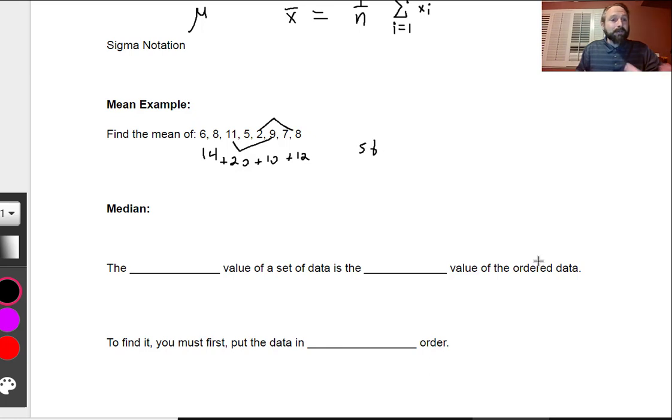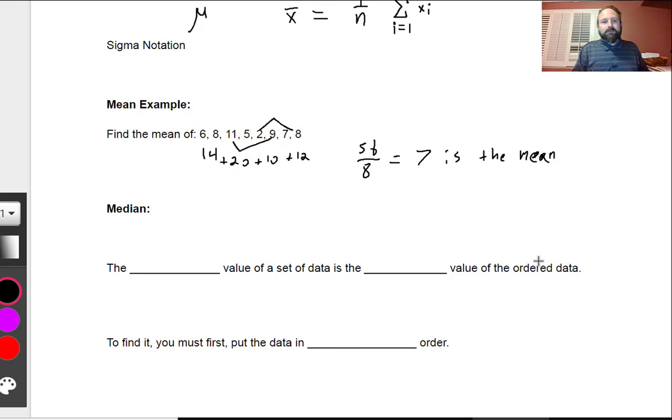Now I need to divide by the total number of values right here. So I go 1, 2, 3, 4, 5, 6, 7, 8. And 56 divided by 8 is equal to 7. This is one of those I don't really like, because you don't remember 7 times 8. So 7 is the mean. That's the first one.